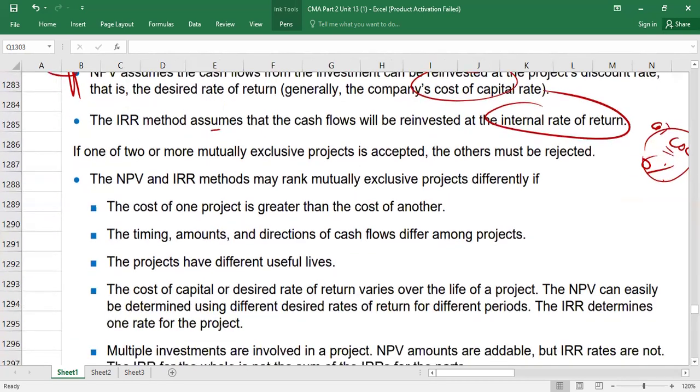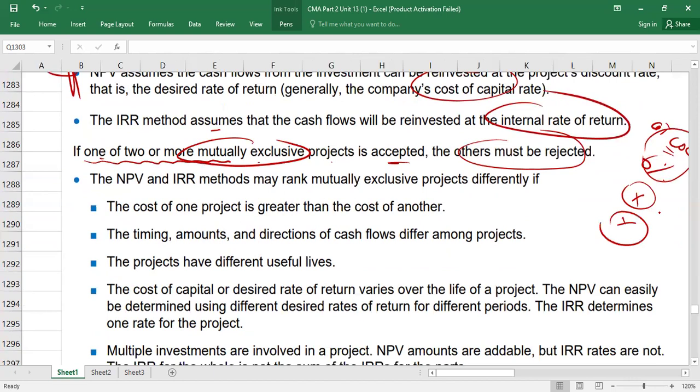What is the next point? If one or more mutually exclusive projects are there, if one of two or more mutually exclusive projects is accepted, the other must be rejected. As I told you, projects X and Y are mutually exclusive. If you accept X, then Y must be rejected. Or if you accept Y, then X must be rejected. Okay, that's what mutually exclusive means. They are competing projects.